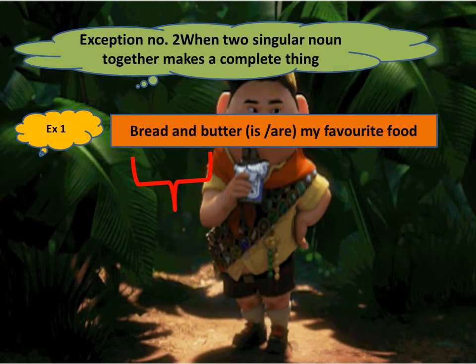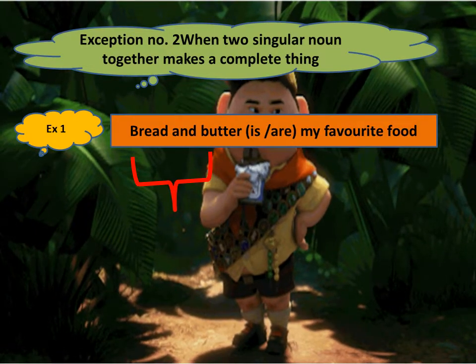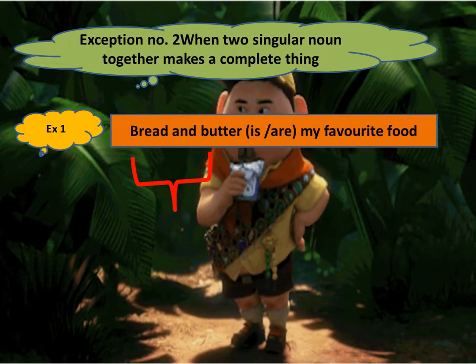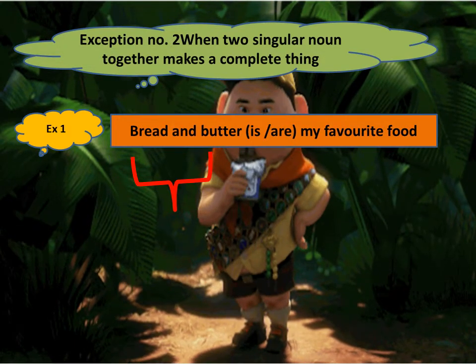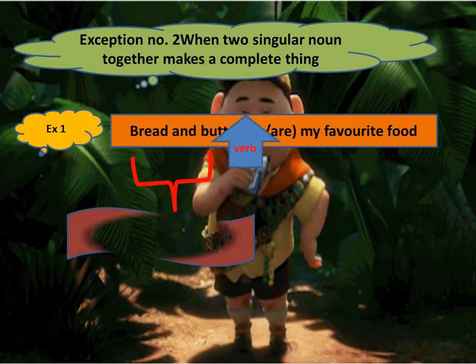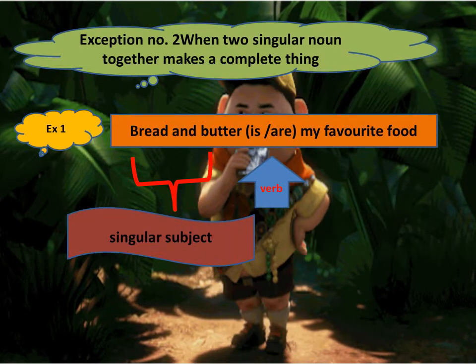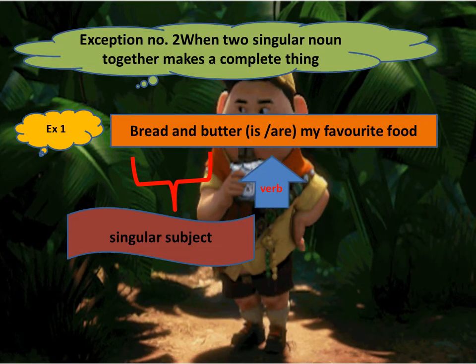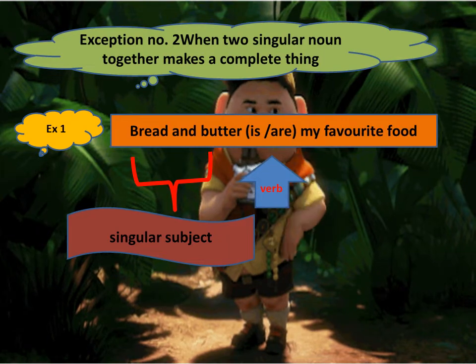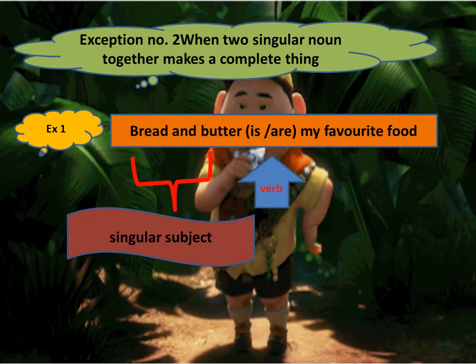How? Because bread and butter together is one food. We do not eat bread alone or butter alone. Nobody can eat butter alone, right? And it is an English food. They eat bread and butter together. So when two things make one complete thing, it acts as a singular subject. So the verb along with the singular subject should be singular.